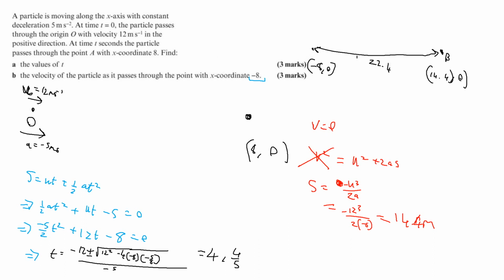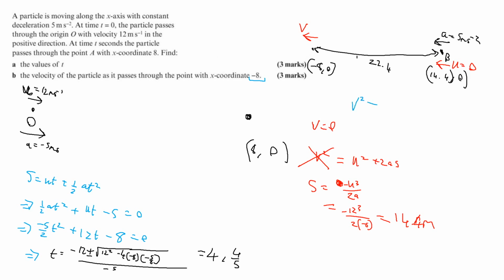Now, we know that this time the deceleration is going to be an acceleration of 5 meters per second squared, okay? We know that we're trying to look for the final velocity. And we know that u is equal to 0. Why? Because final velocity before is initial velocity after. So, how do we work out what v is?